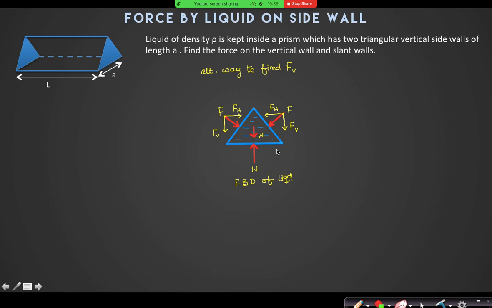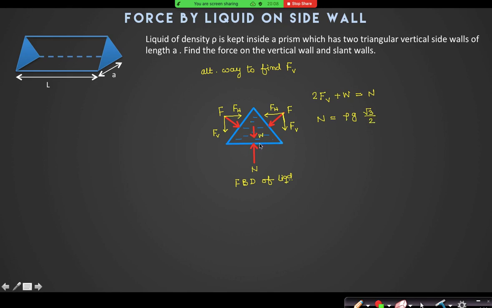So if I write down a force equation, what should I write? 2Fv plus W equals N. Now what is the value of N? Can you tell me? Rho g into root 3 by 2 into area of the base. Yes, good. Rho g into root 3.